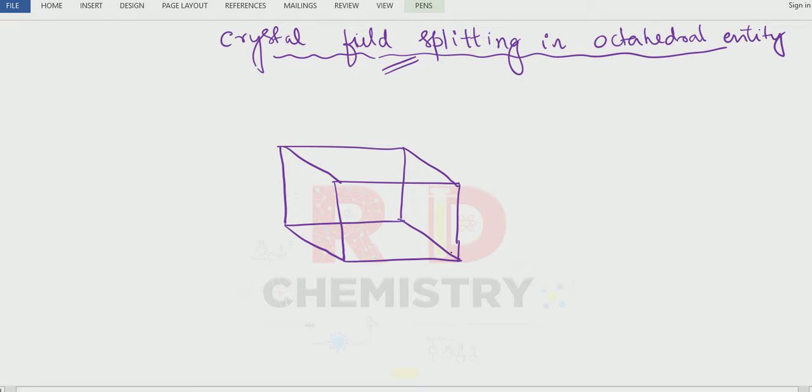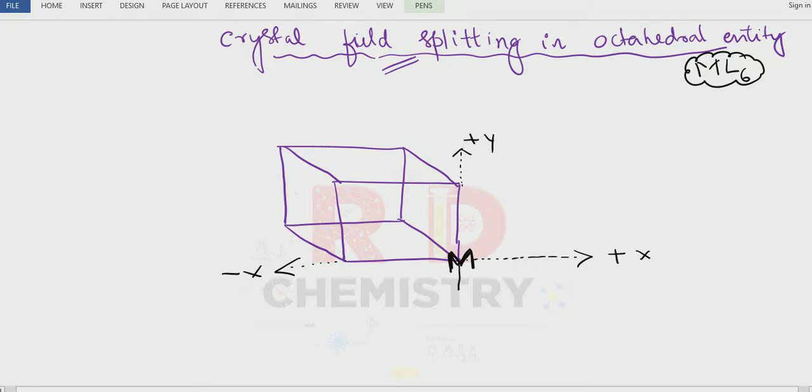Now I'll write the metal here. Let it be metal here. This is the center metal atom. When I say octahedral entity, there should be 6 ligands. So this is the general formula, ML6. Clear? Now let me write the ligands, and also let me extend the axis. So let it be x axis, let it be plus x, let it be minus x, let it be plus y, and let it be minus y.